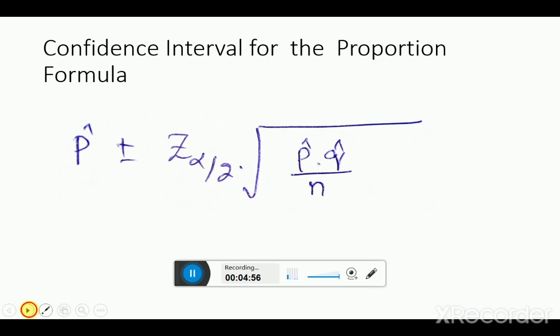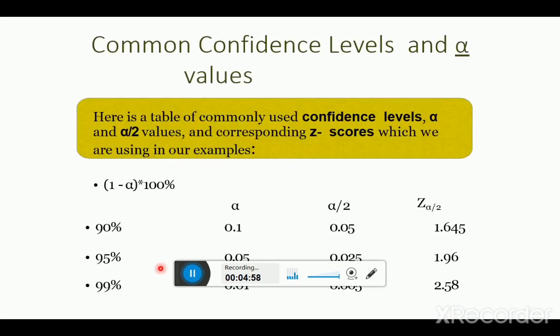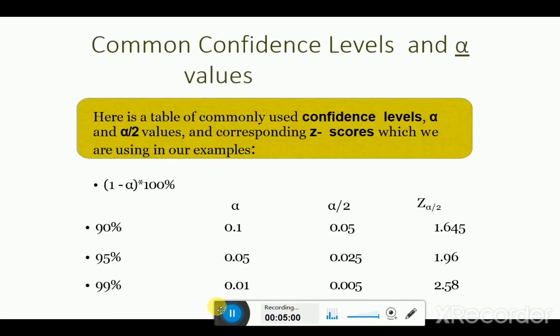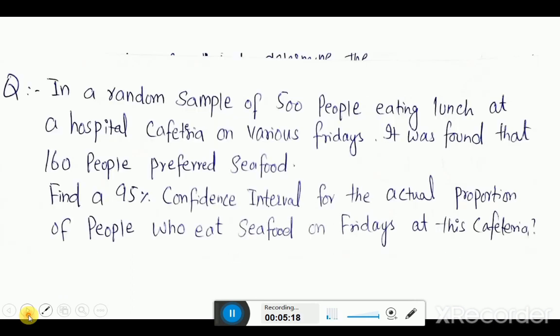Now we are going to solve some questions using this formula. It is the same critical table of critical values, where 90% has the value 1.645, 95% has the value 1.96, and 99% has the value 2.58.